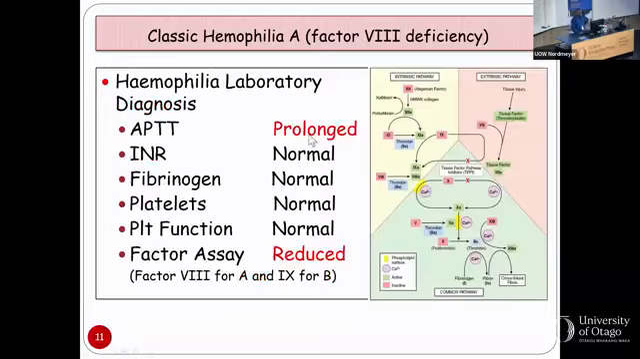We see a prolonged APTT. When we do a factor assay of factor 8, we'll find it reduced. But in terms of the coagulation screen that you would first request, you'll find that just the APTT is prolonged. Everything else appears to be normal. So these are part of the basic screens that we have when we do a coagulation screen.